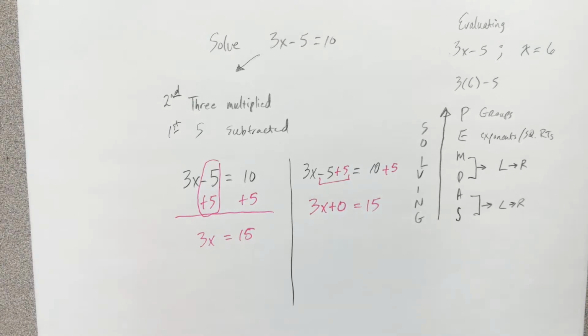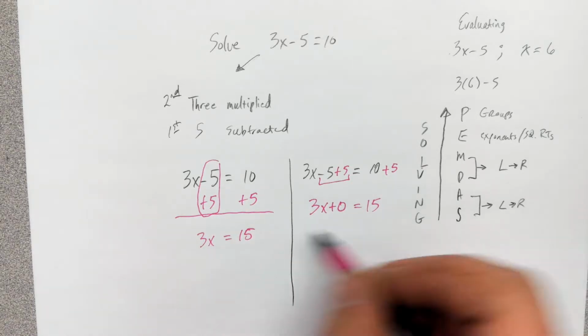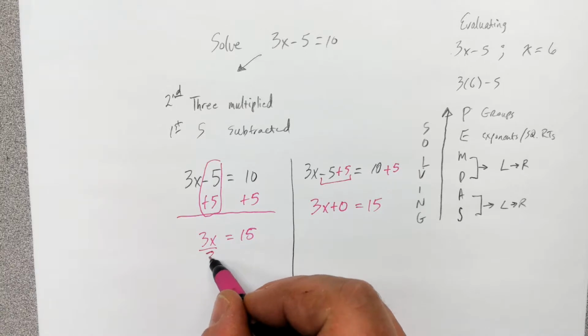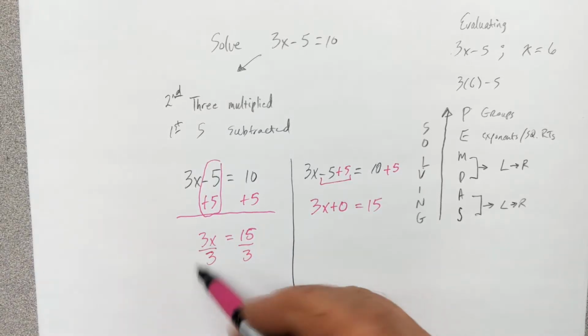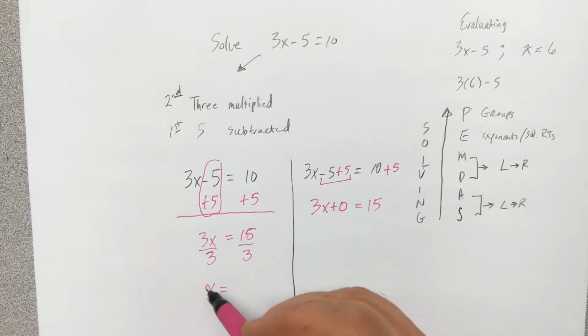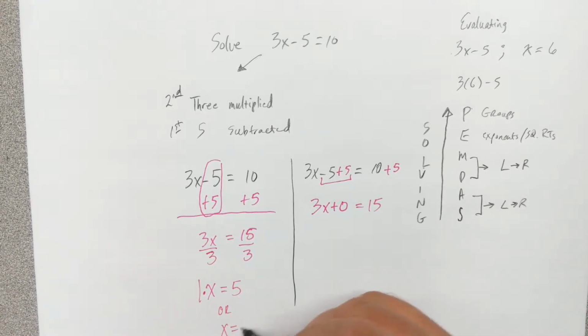3 times what is 15? 3 times 5, right. Do you see how this is multiplying 3 times x? So what we're really going to do is divide both sides by 3. 3 divided by 3 is 1. And we don't have to write 1x. We could though. We could write 1 times x if you wanted equals 5. Or you could just do x equals 5.